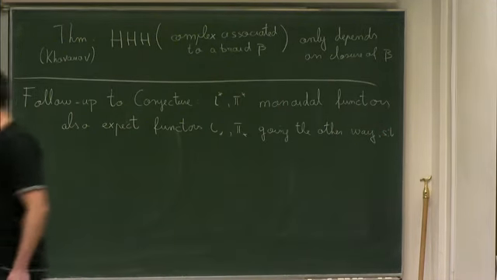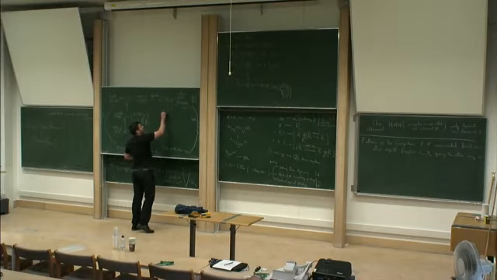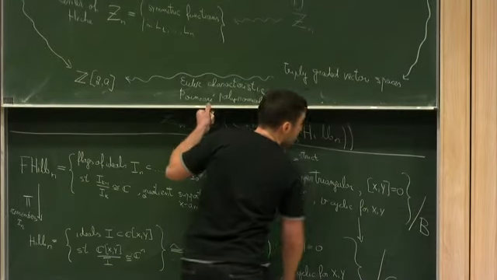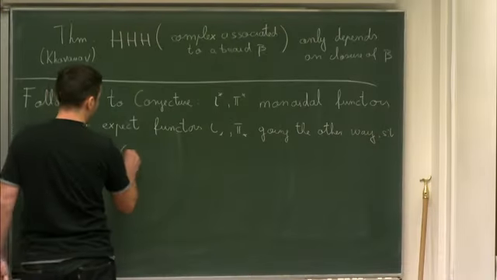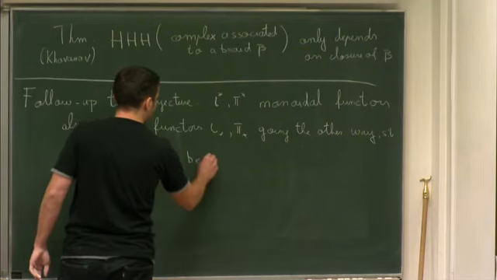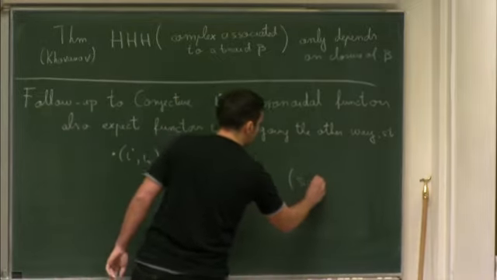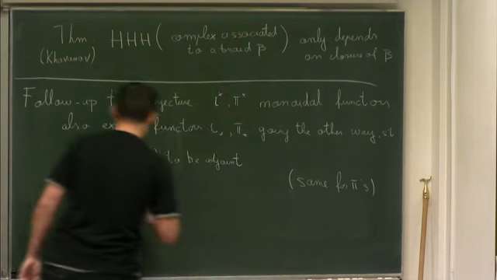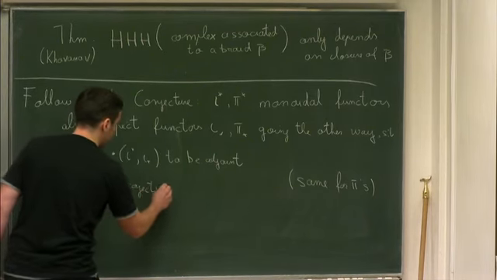First of all, I should show exactly what I mean by the other way. This should be I lower star. This should be pi lower star. So properties we expect: I upper star and I lower star to be adjoint, and the same for the pi's. We also expect a projection formula for I lower star and I upper star.